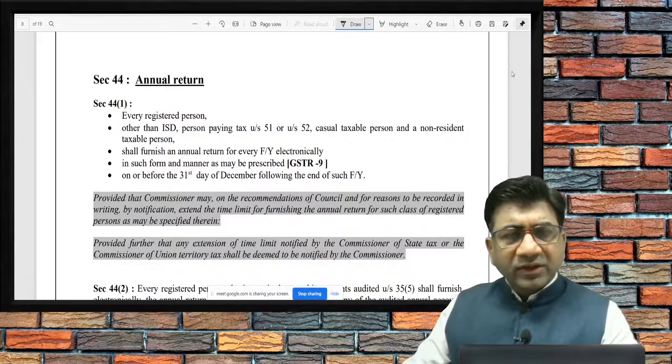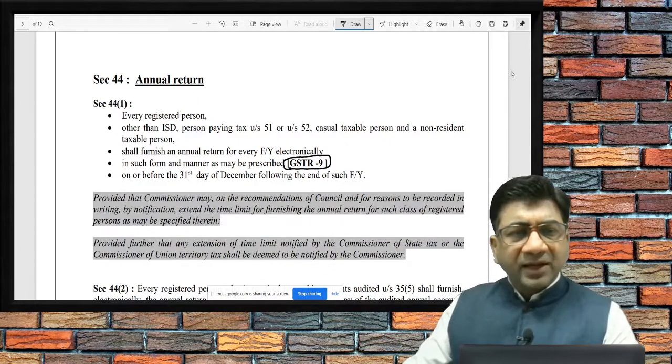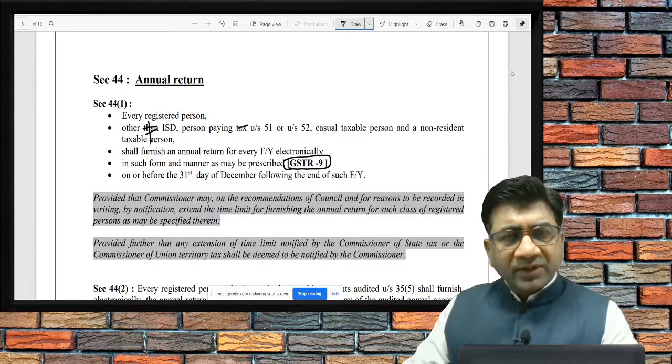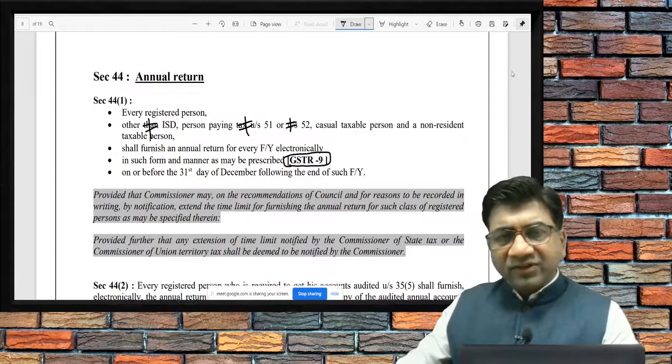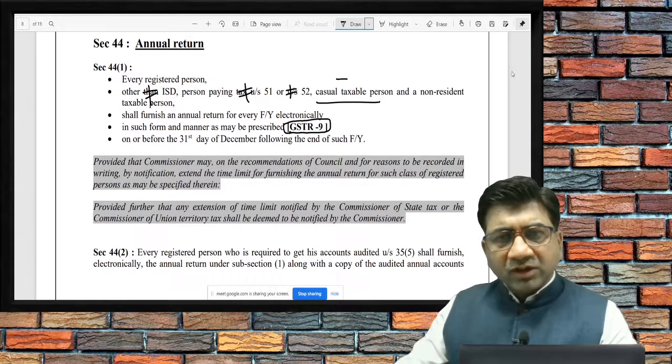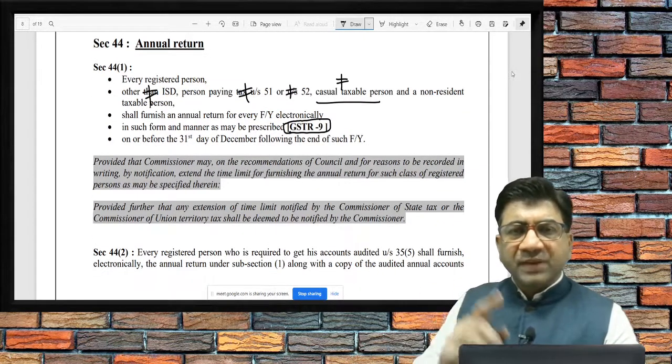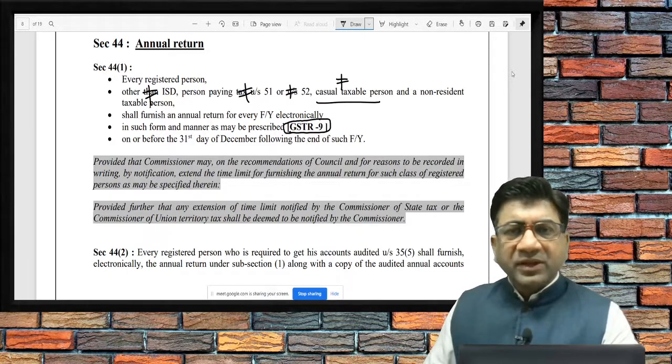Annual return is to be filed in GSTR 9. Annual return is not to be filed by the ISD, the TDS deductor or the TCS deductor under GSTR 9. They might file under different sections. CTP is not liable to file an annual return. So CTP was liable to file GSTR 1, 2, 3, but not the annual return.